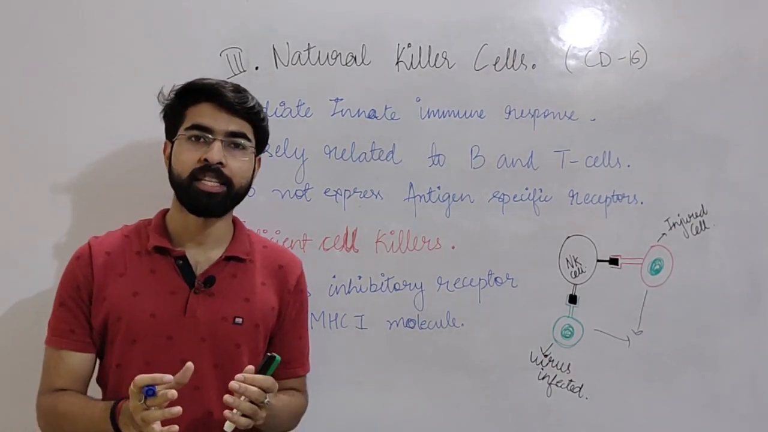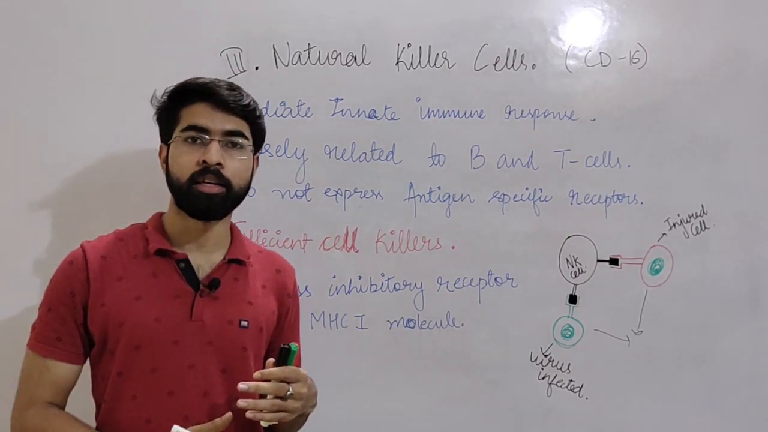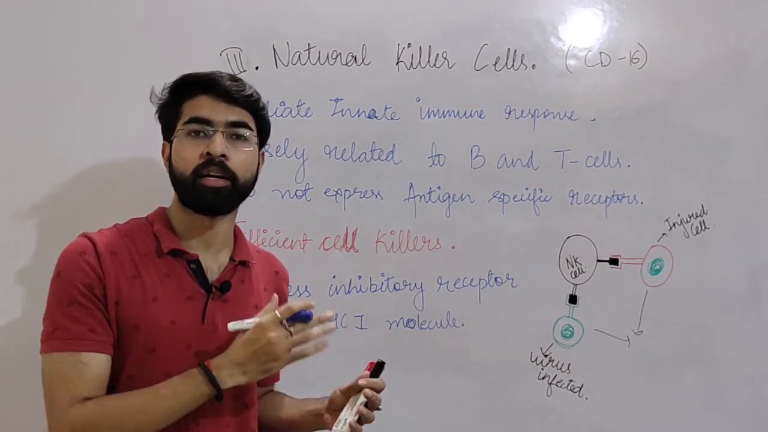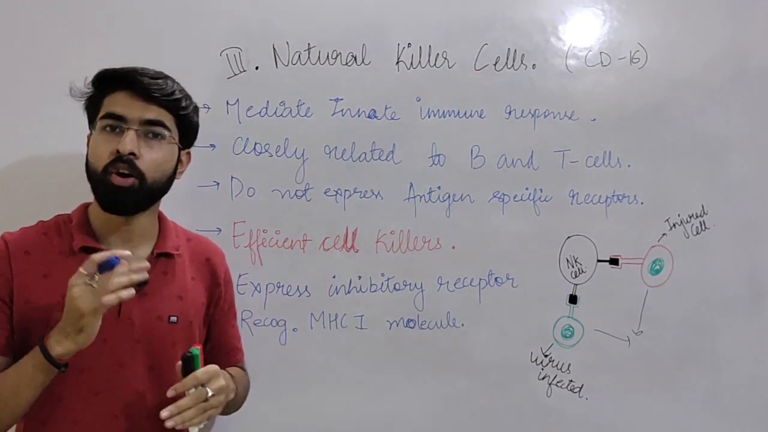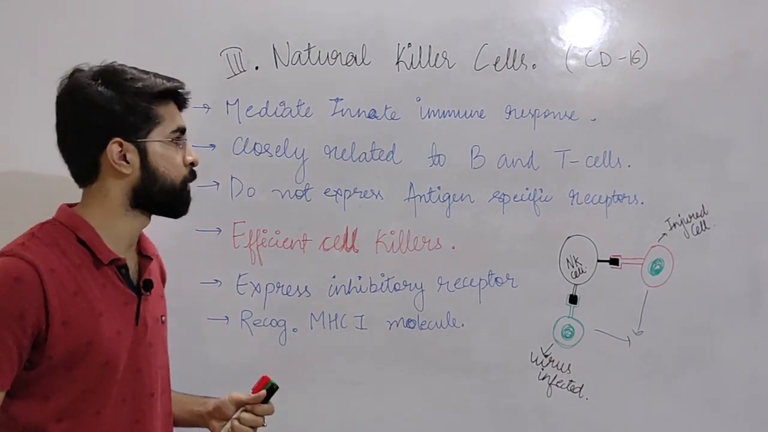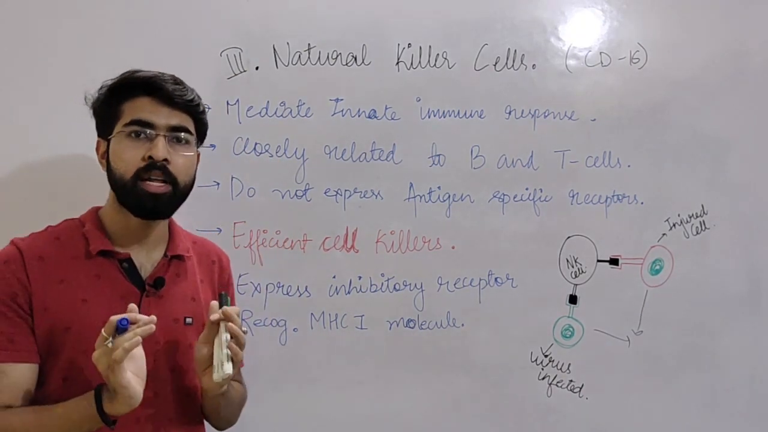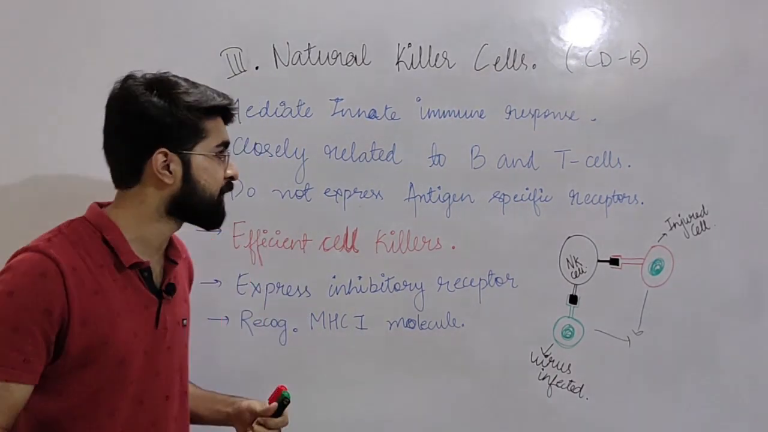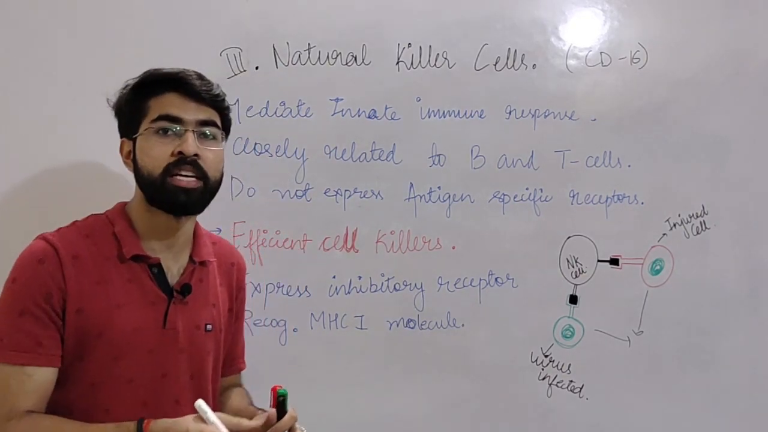As the name suggests, the word killer in natural killer cells tells us that they have killer activity, that is, they just go and kill the cells. They mediate the innate immune responses, that is, they are not a part of the adaptive immune response, but a part of the innate immune response. They are closely related to B and T cells, and they do not express antigen specific receptors on their surface.